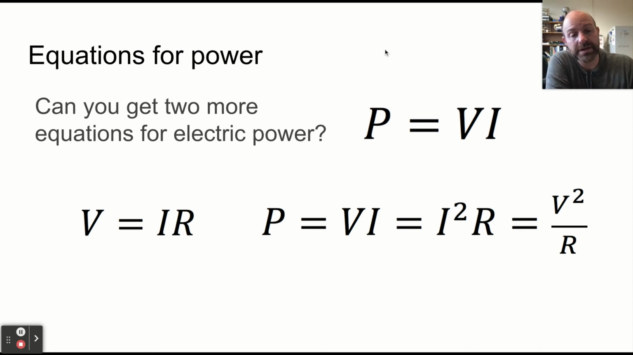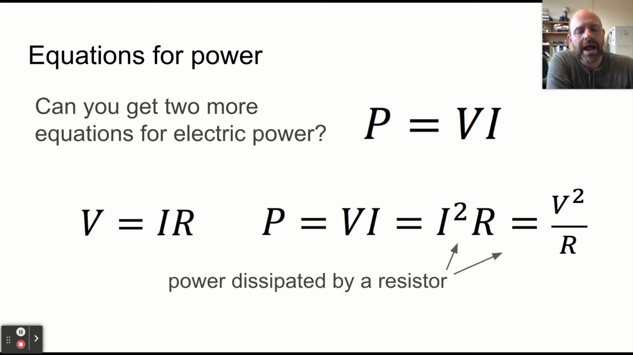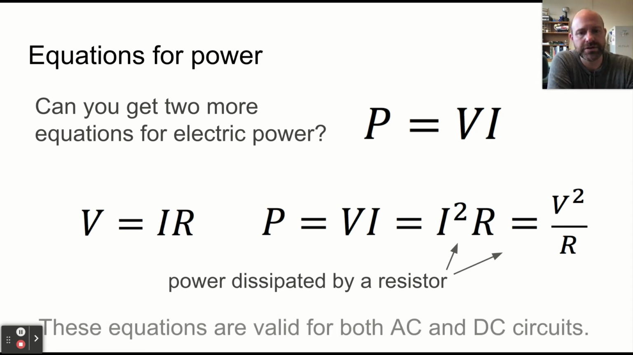V squared over R is particularly interesting because if you have, say, a 9-volt battery and a certain amount of resistance, you can predict how much power will be used, dissipated, converted by that object. And when we talk about power dissipated by a resistor, we're really talking about heat, the thermal energy, converting electrical energy to thermal energy.